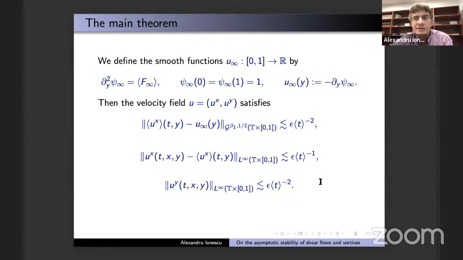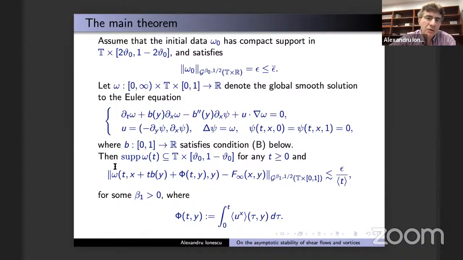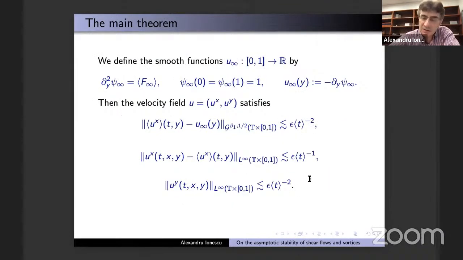All of these are consistent with what we've seen even in the Couette flow. So these are essentially the sharp rates that one can get, and everything is consistent with the example that I wrote explicitly. So this is the main theorem that we prove, and that's what asymptotic stability means. The main conclusion is this conclusion over here, namely that after a suitable renormalization that's nonlinear because it depends on the function itself, we have convergence in a reasonably strong norm. So this is the theorem.